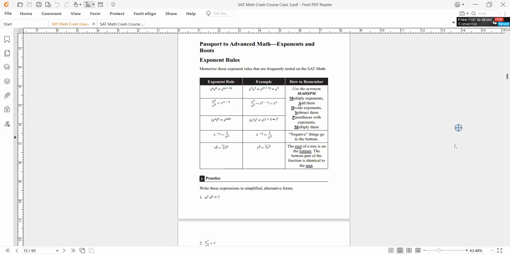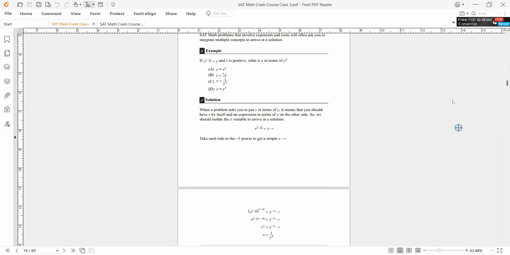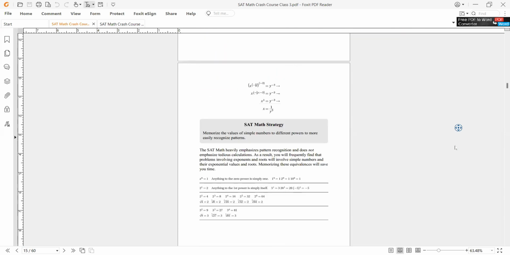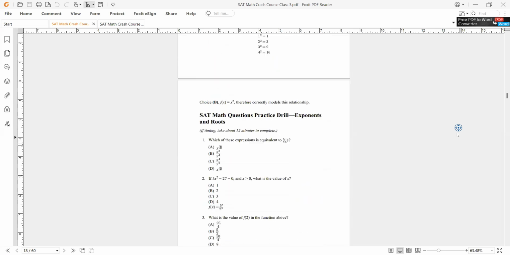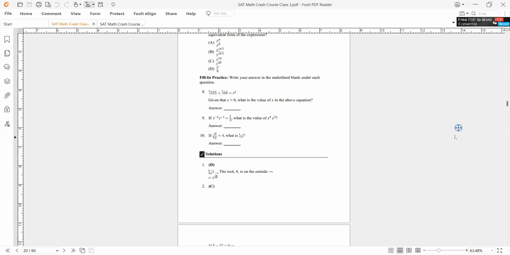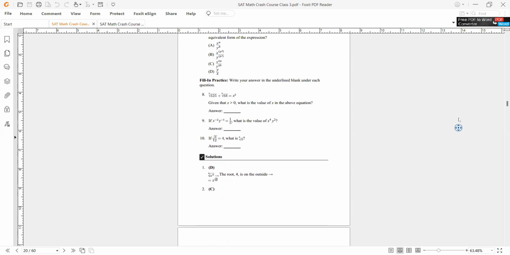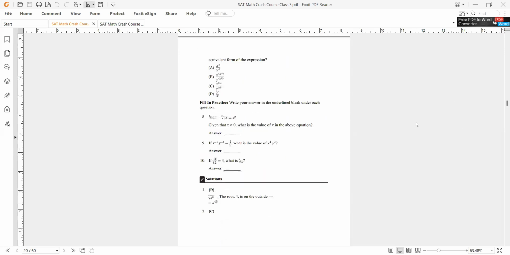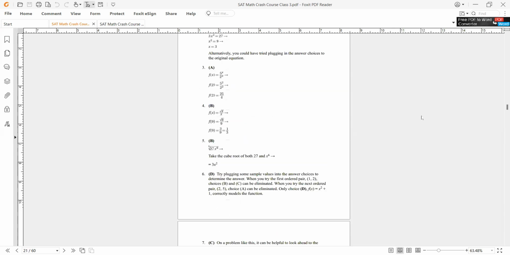Exponential rules, we have also covered that. Problems with exponents and roots. Please practice these problems. Very important. Very important.